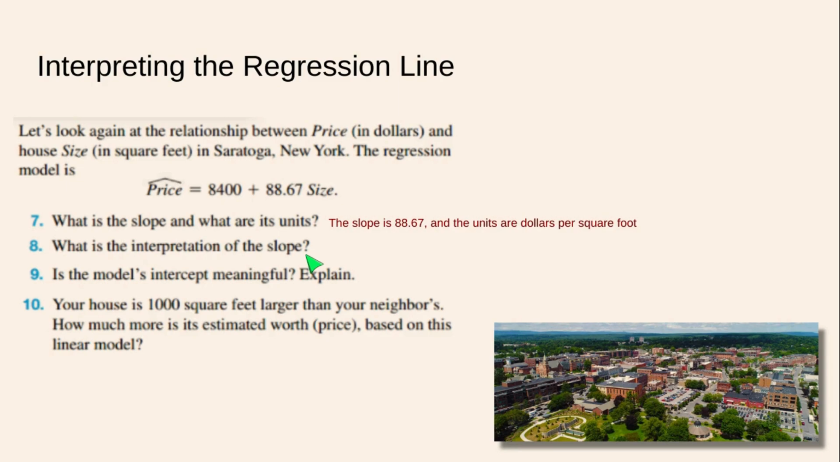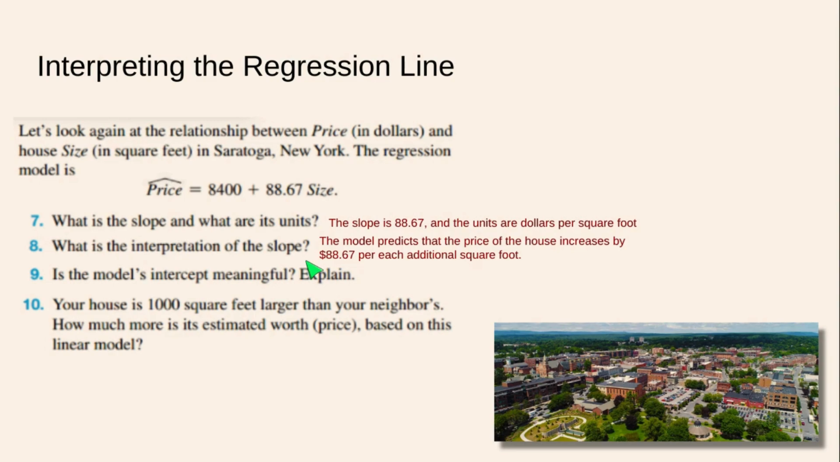Okay? And there are some magic words that we learned that keep us humble. The model predicts. Oh, these words are so important. If you don't include these words, you have a strong chance of using deterministic language, and that is going to cost you in a free response problem on the AP test. The model predicts that the price of the house increases by $88.67 per each additional square foot.